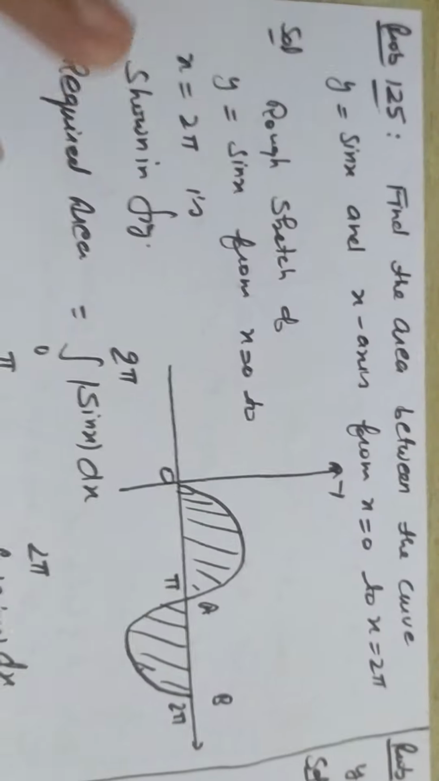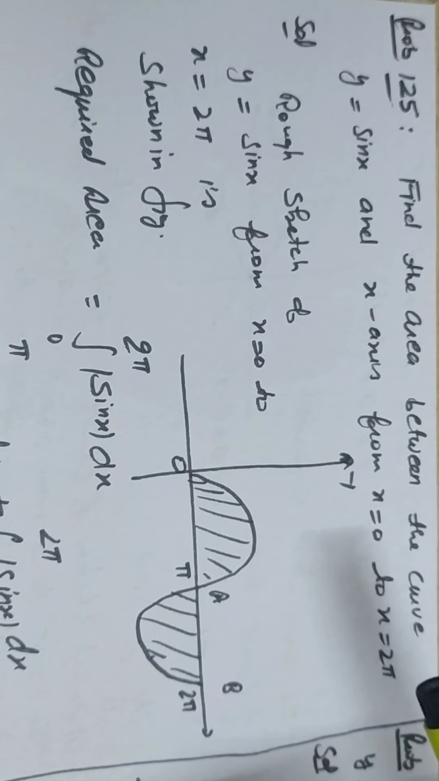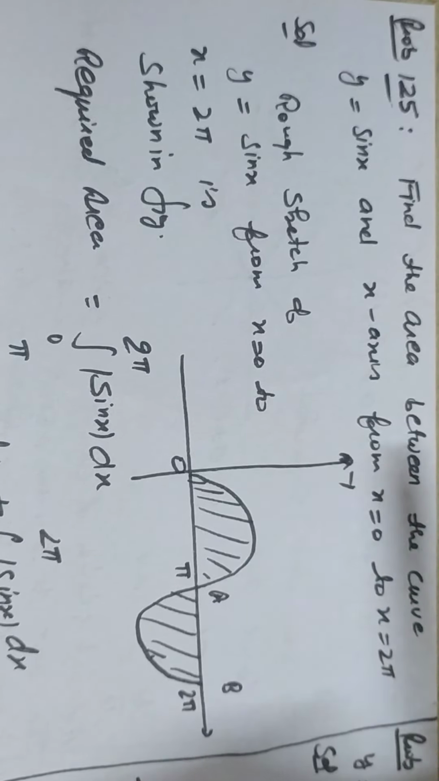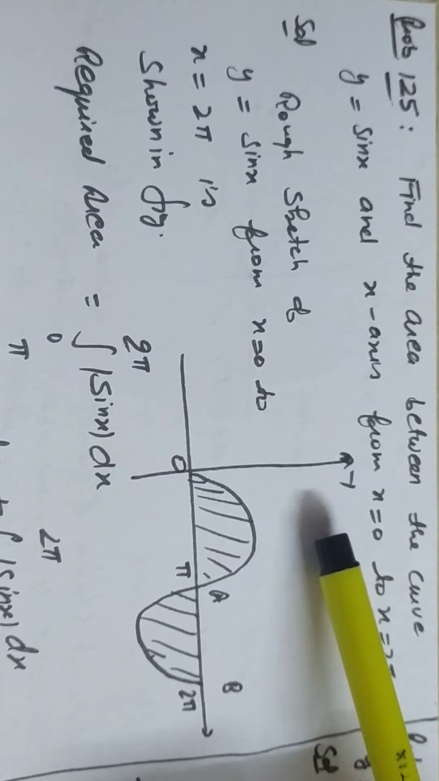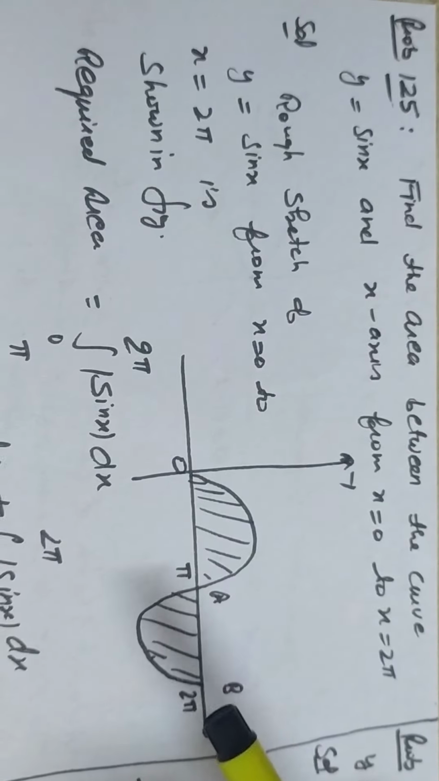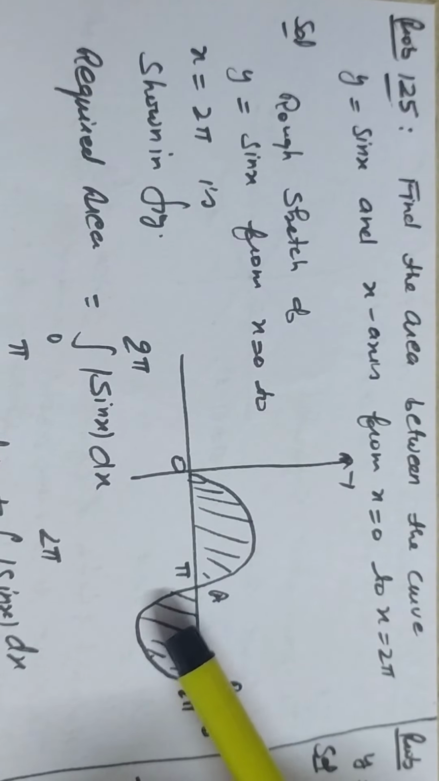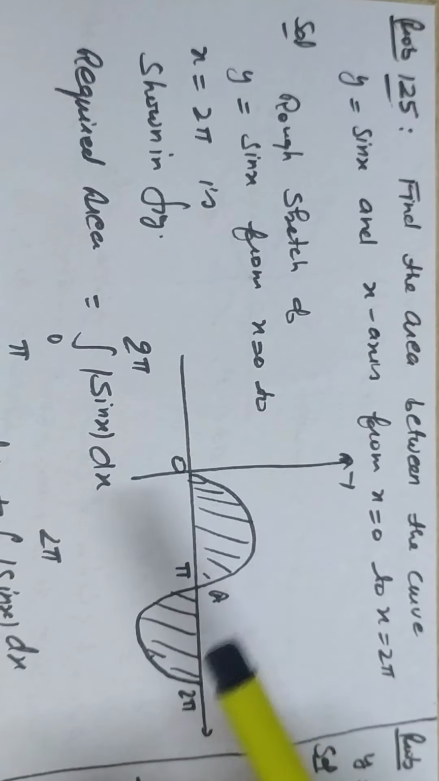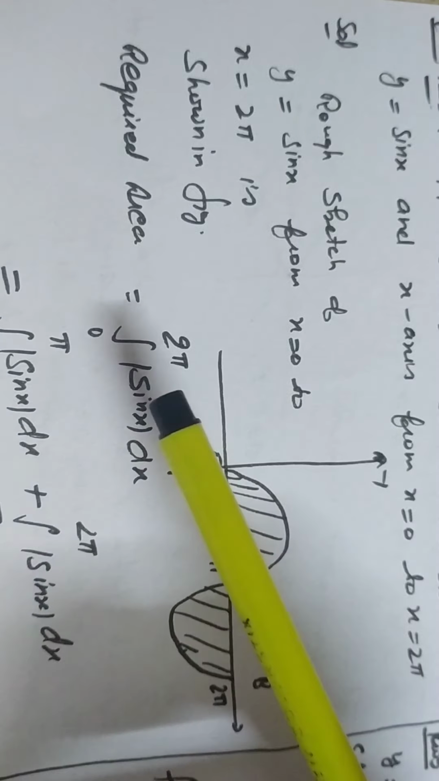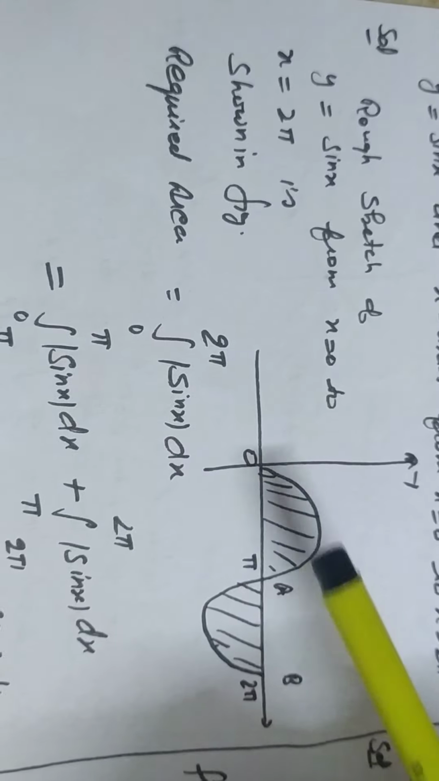Next is find the area between the curve y equal to sin x and x-axis from x equal to 0 to x equal to 2 pi. So the graph for sin x is shown in figure, and the value of x is varying from 0 to 2 pi. So there are two regions to find the area under the curve and the x-axis. So I simply take the modulus value of sin x and vary the value of x from 0 to 2 pi, then integrate it under two regions.